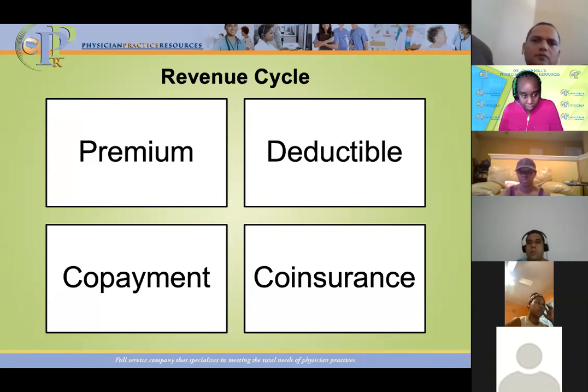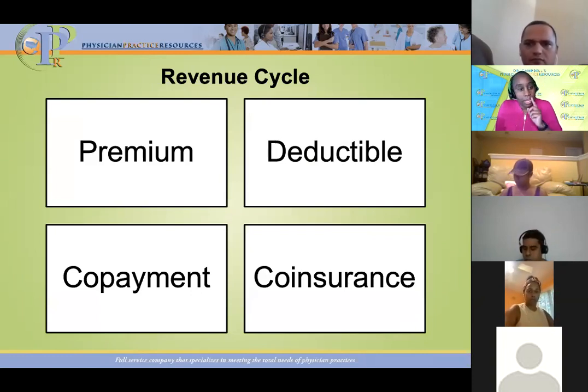Is that what you have to pay per month or however you're set up to have the insurance? Yes. So it's like your car insurance. In order to have car insurance, you got to pay a premium, and your premium could be paid monthly, it could be paid every 6 months, or it could be paid annually.